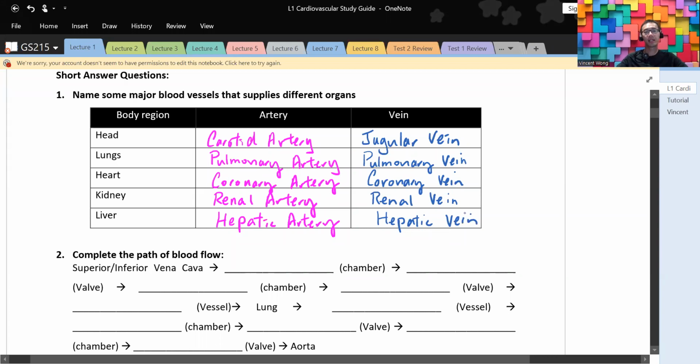Okay, so these are the key vessels that I want you to know. There, of course, are other ones, right? Going to the legs, for example, we have the femoral artery and veins, but these are the key ones that I want you to know for this lecture.